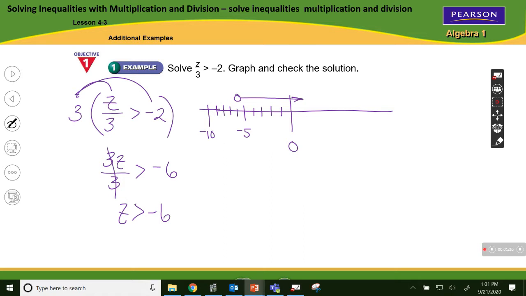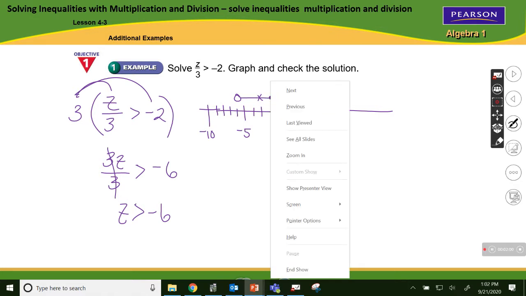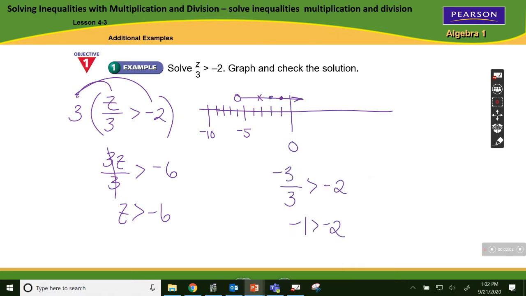It says check the solution, so let's take some number greater than -6 and plug it in. Let's try, how about -3? So -3 over 3. We want to know, is that greater than -2? So -1, is that greater than -2? -1 is right here, and -2 is right here. So, yes indeed, -1 is greater than -2, and we have a solution. Wonderful.